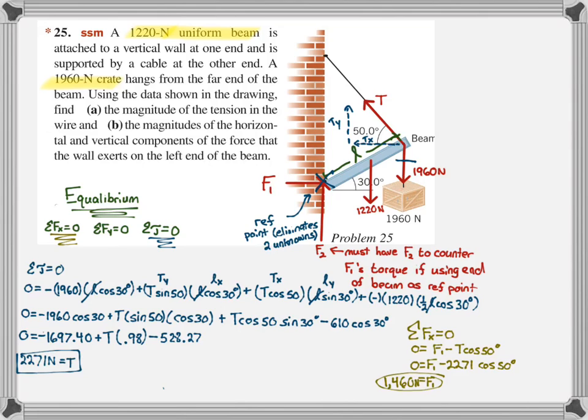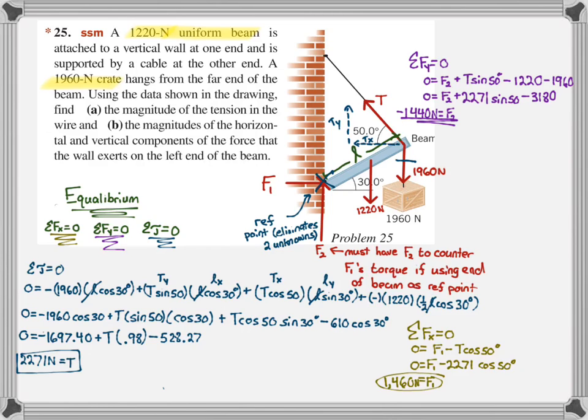To find F2, we're going to look at the net force in the Y direction. We know the net force in the Y direction has to equal 0. There are three Y component forces acting on it: F2, the weight of the box, and the Y component of the tension. When we add up those three forces and clean it up, we find that F2 is equal to negative 1,440 newtons.